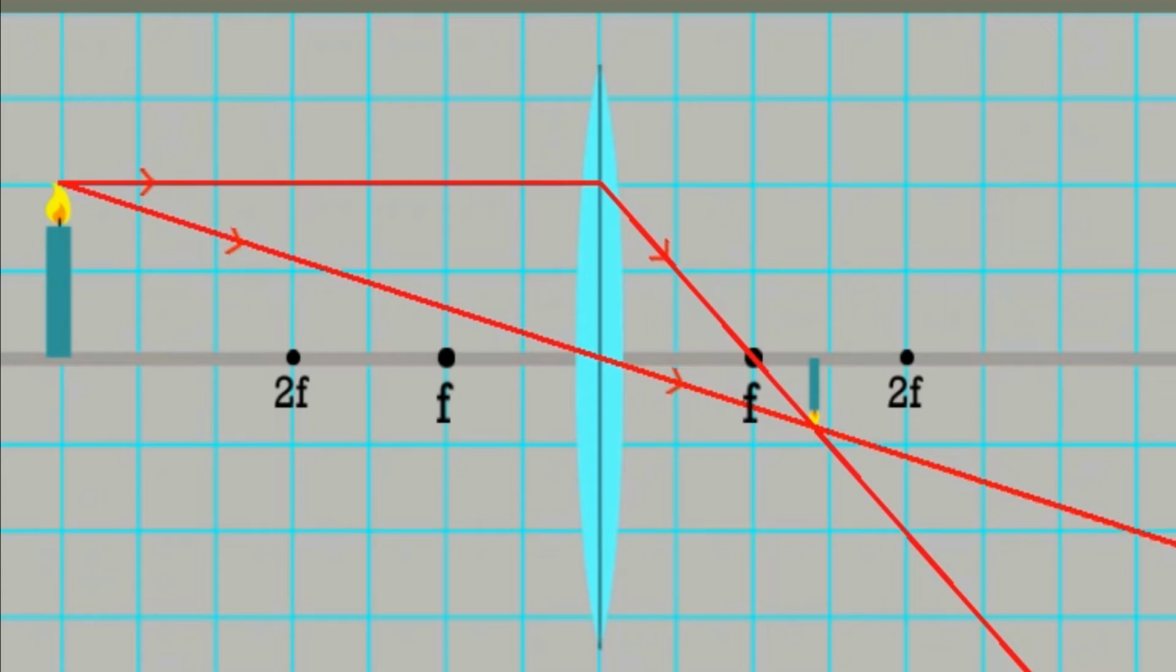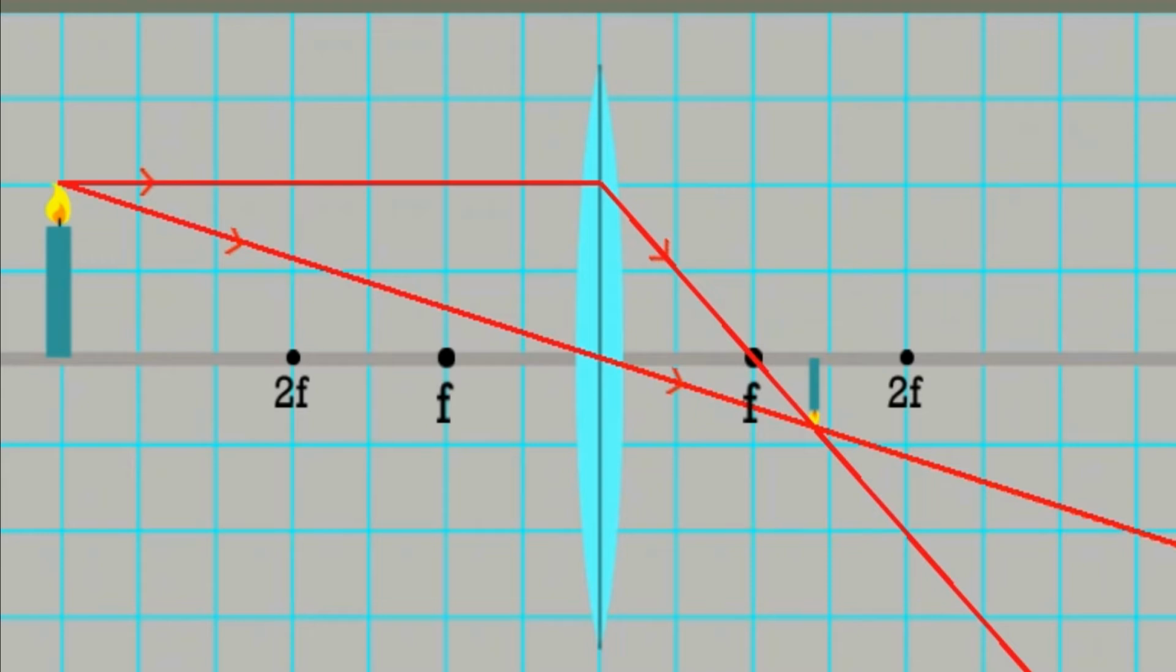Now observe carefully. The two refracted light rays are meeting at a point, at this point. Okay. So that means the top of the object is going to form image at this point. Clear? So now see that image. Where is the image? The location of the image is between 2F and F.